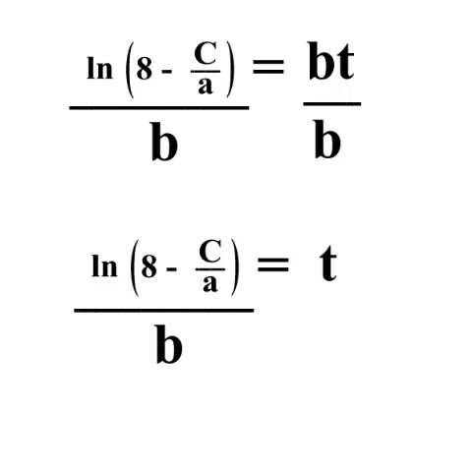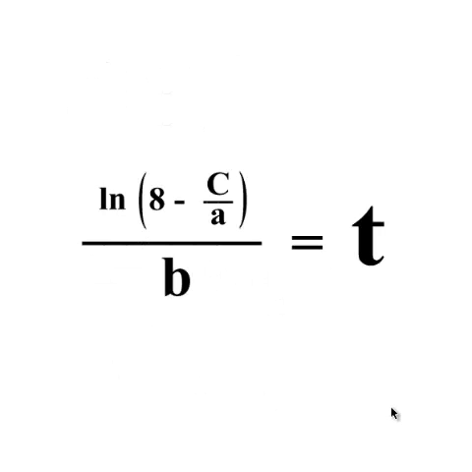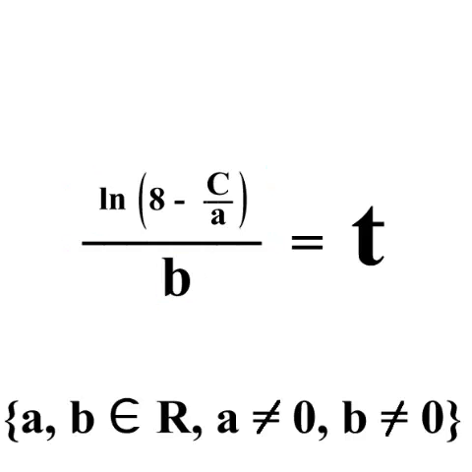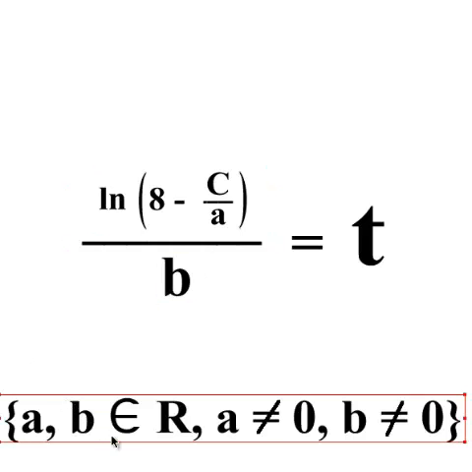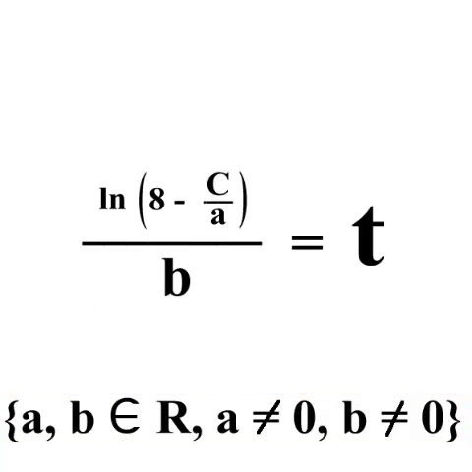But here is your final answer. t equals the natural log of (8 minus c over a), that whole thing divided by b. And a and b can be any number in the reals except for the number 0. And that is it.